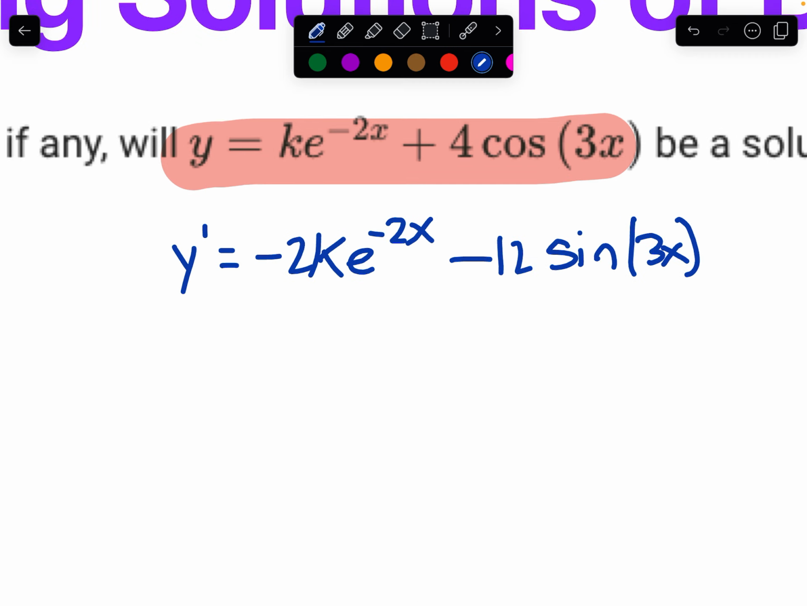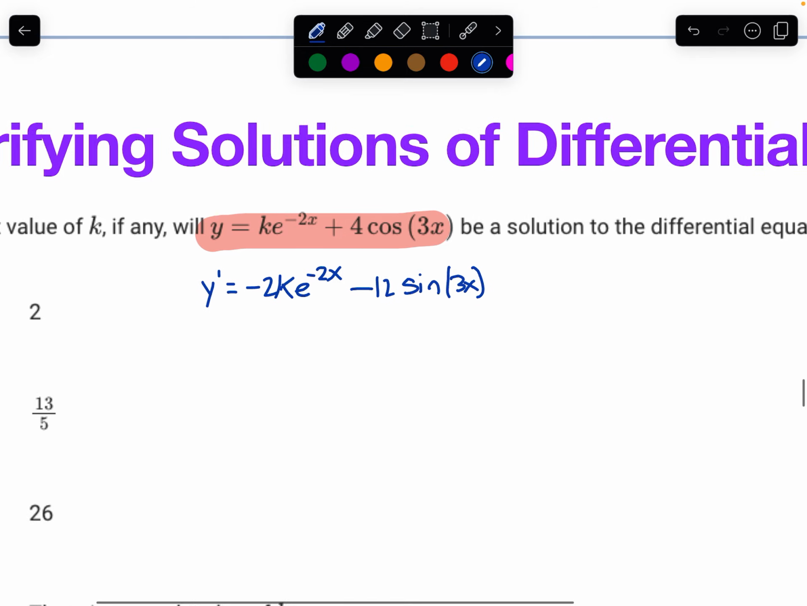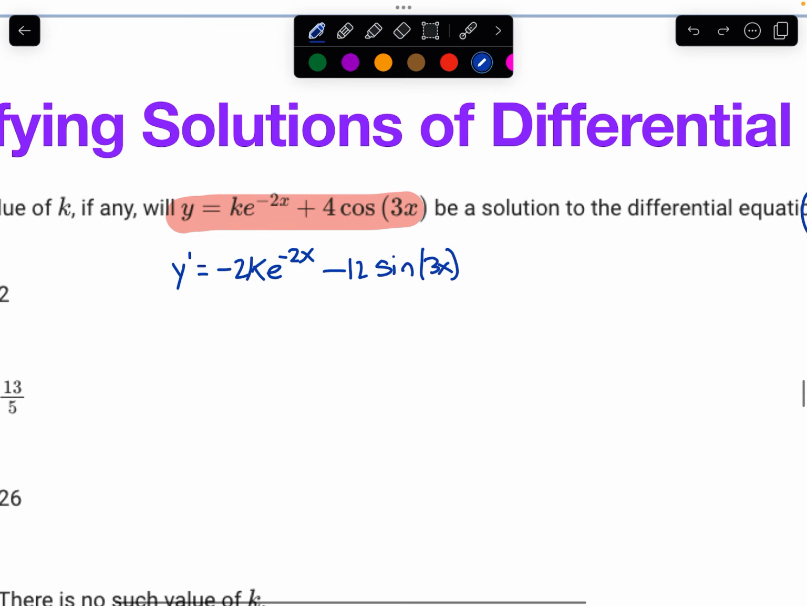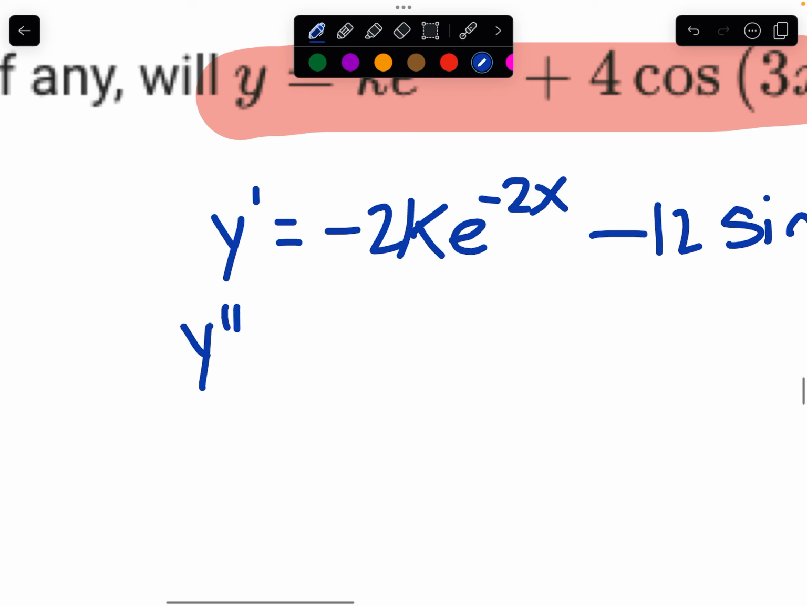There is y prime. Now remember, we need y double prime so we can make that substitution. So one more round of differentiation here. Y double prime equals, again, the derivative of all this. We're going to keep all of that, but we'll have to multiply by the derivative of that exponent, and that derivative is negative 2.